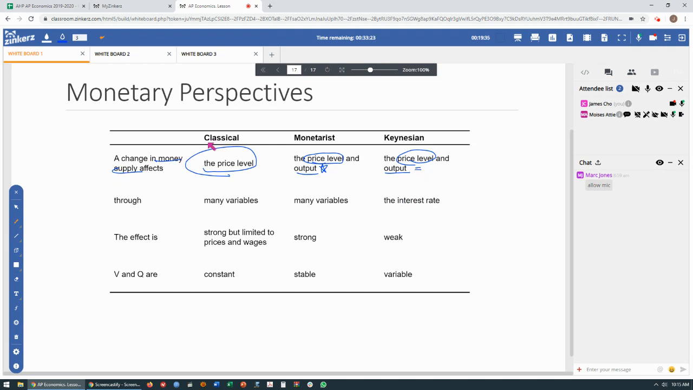Classical economists believe the money supply is going to affect it through many variables. The effect is strong but limited to prices and wages. Q and V are constant, stable, and variable. So whatever, it's just that the classical economists have a hands-off approach. Monetarist: monetary policy, no fiscal. Keynesian: fiscal policy, no monetary. There we go.